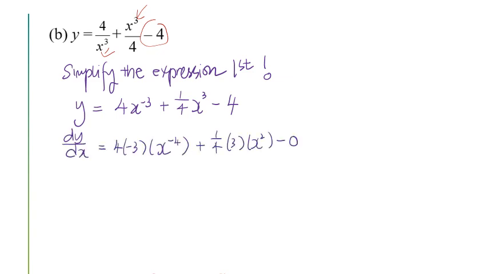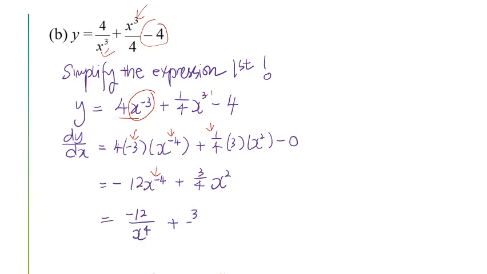This one, you apply the constant differentiation rule. You ignore the 4. We just differentiate this. Bring -3 to the front, and then -3 minus 1 gives you -4. Likewise, 1/4, leave it alone. 3, bring it to the front, so 3 minus 1 gives you 2. And of course, when you differentiate a constant, you get 0. So let's simplify further. This one we can convert into positive index, which is -12 over x to the power 4. So that's the answer.